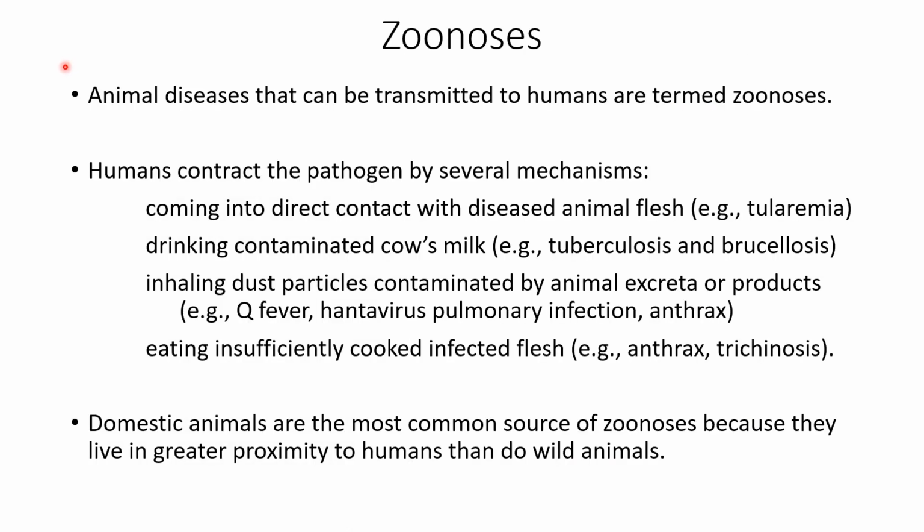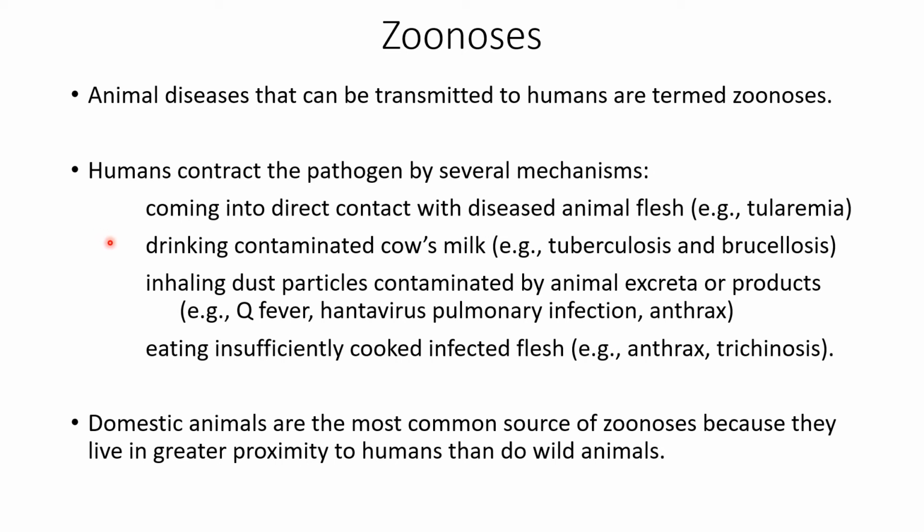We saw how the insects can act as the vehicle for disease transmission, isn't it? Now we will also see some animals that can transmit the infection. Animal diseases that are transmitted to human beings are termed zoonosis. Humans will contact the pathogen by several mechanisms from an infected animal.